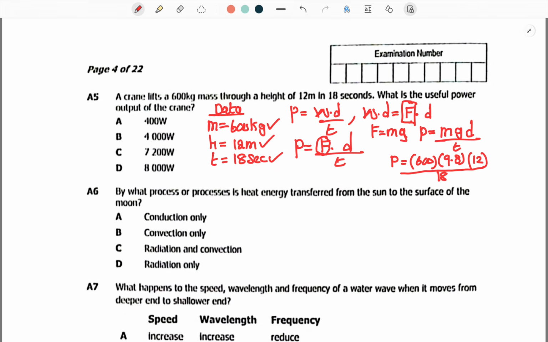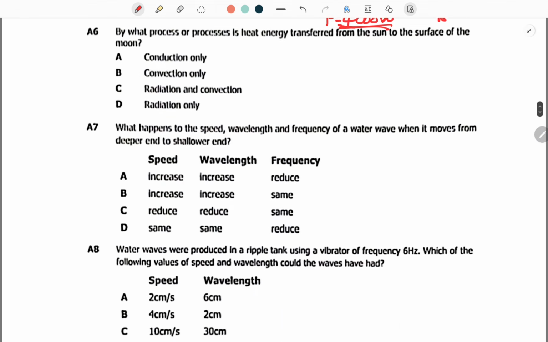But I know what they did. Let me show you. So here they converted the 9.8 to 10. So you'll be using 10 meters per second squared for gravitational field strength at this level. So you just multiply that, divide by 18, we get 4,000. So of course our power is going to equal 4,000 watts. We go to the next question.